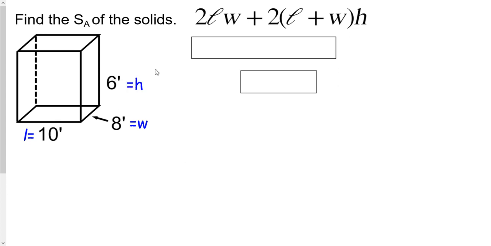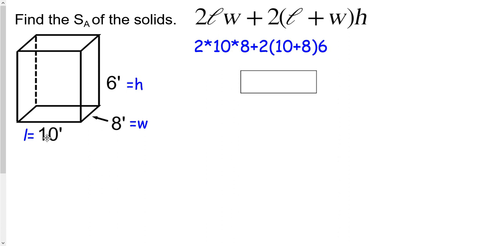With that information, I'm just plugging those numbers into their coordinating spots. So 10 is going to go where the L's are. 8 is going to go where the W's are, and then H is going to have 6 where that is. So plugging that in, I got 2 times 10 times 8 plus 2 times parentheses 10 plus 8 close parentheses times 6. And then that's just calculator work, right?